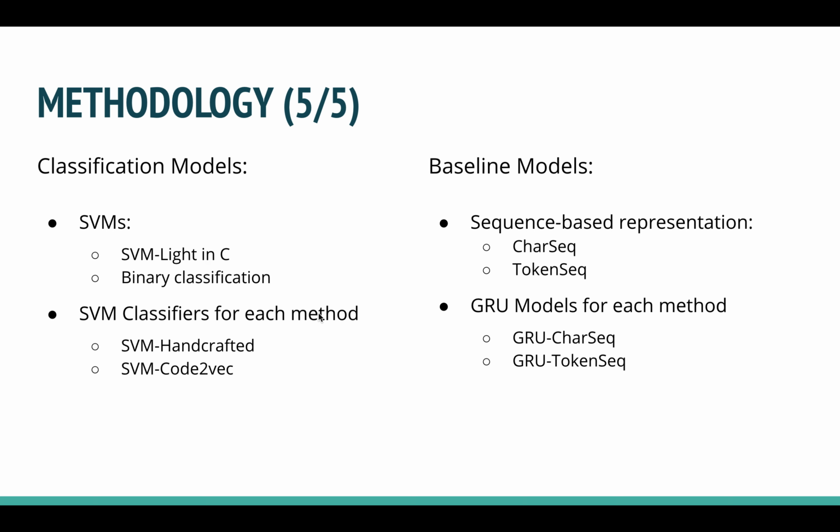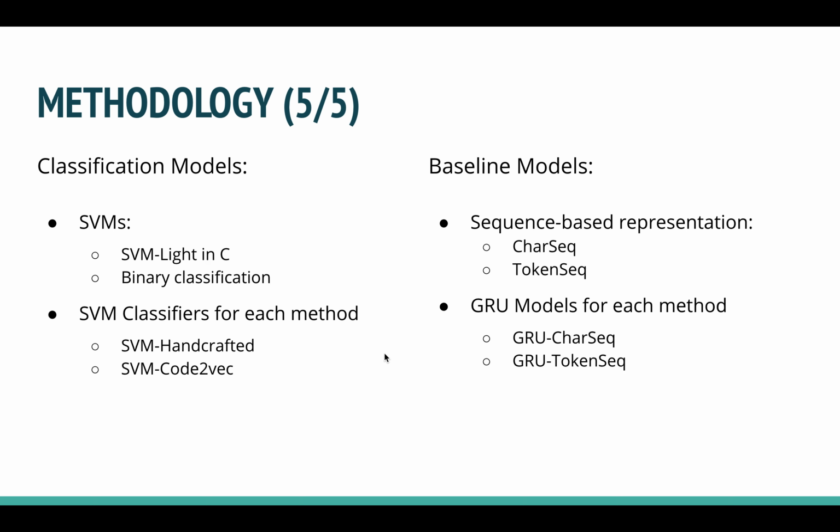For each method, we train a binary classifier on the corresponding dataset to recognize whether a given program is a particular method or not. For the sequence-based baseline representation, we train the commonly used bidirectional two-layer GRU model as the binary classifier, and for handcrafted features and code2vec features, we simply use the binary SBM classifier. We use the C-implemented SBM Lite for SBM and PyTorch for GRU.